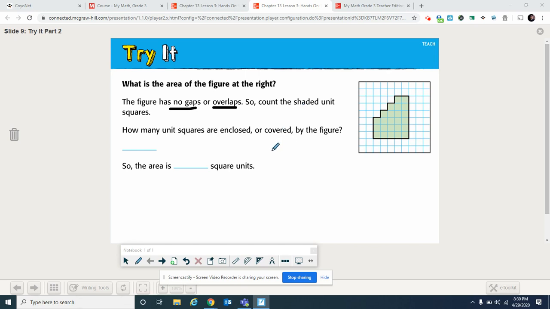The question we need to find out is how many unit squares are enclosed or covered by the figure. That means inside of the figure. Enclosed and covered, that means in here, inside. How many squares? Do you have any clue? What are we going to do? All right, good. So we just need to count how many squares are actually inside of this figure. Ready? Okay, let's do it.